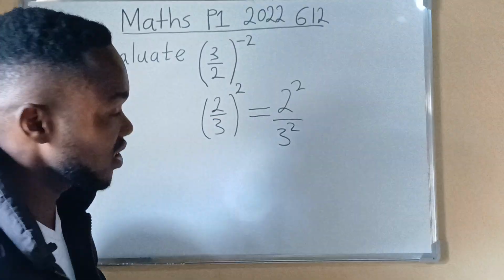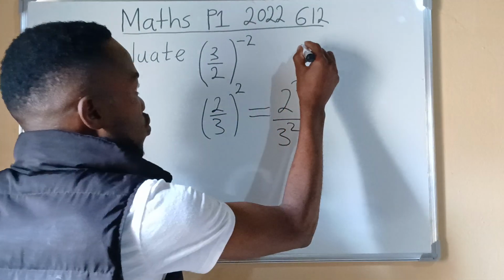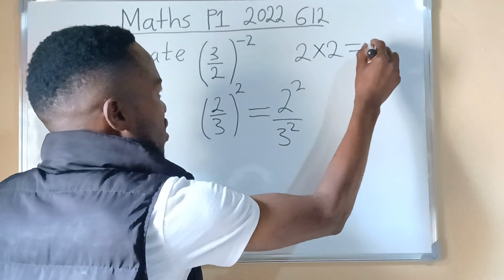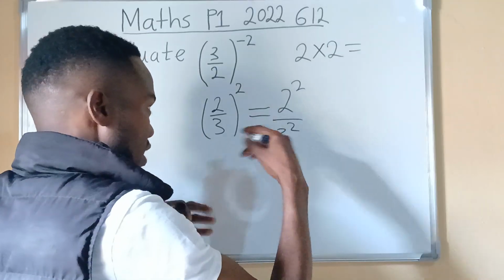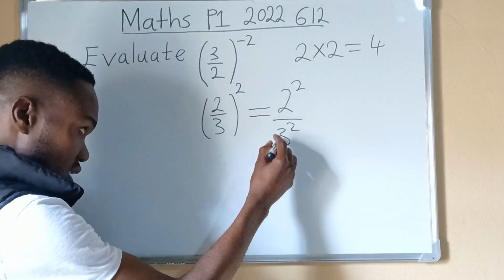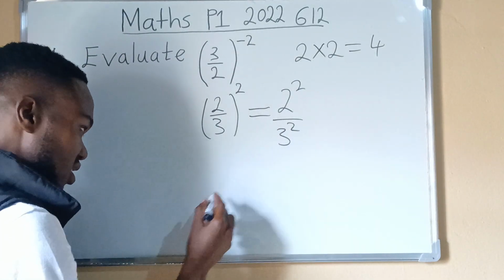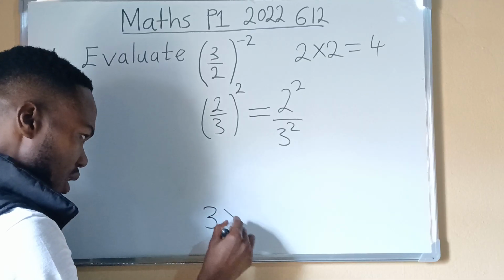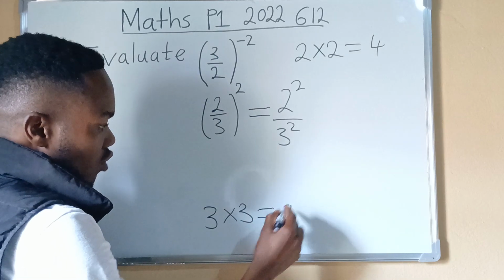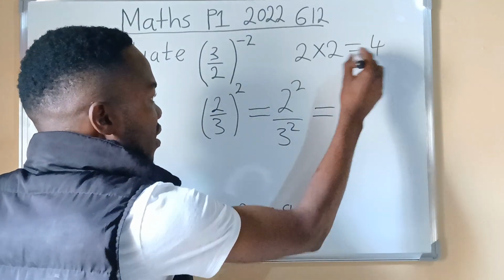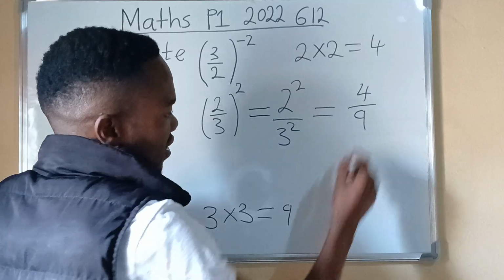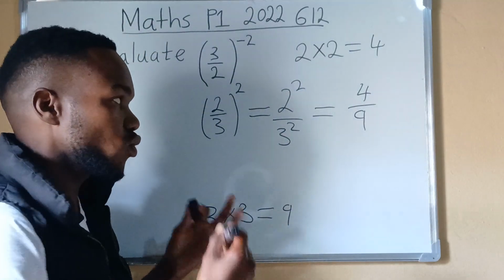So what you need to understand, guys, is that 2 to the power 2 is the same as 2 times 2. It means the number multiplied by itself 2 times, which will give you 4. Then when you say 3 to the power 2, it is not 2 times 3. It means 3 multiplied by itself 2 times, so it will give you 9. So now it will be 4 over 9. That's the answer. That's what you need to do.